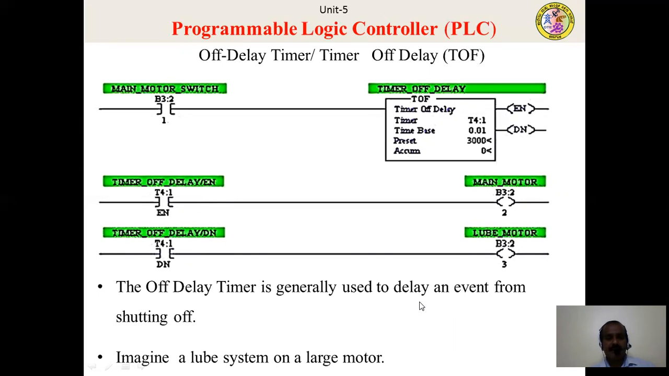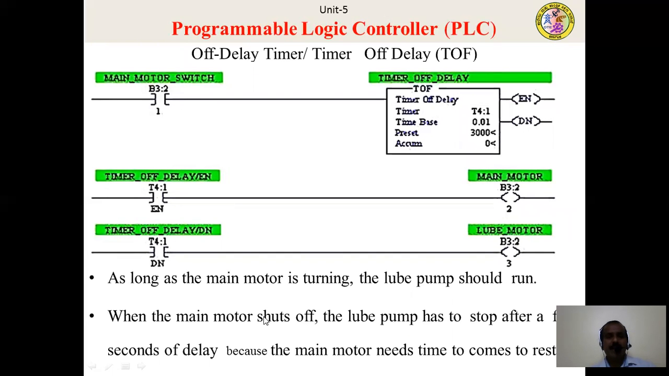Let us consider a lubricating system for a main motor. As long as the main motor is running, the lube pump should also run. When the main motor shuts off, the lube pump has to stop after a few seconds of delay because the main motor needs some time to come to rest.